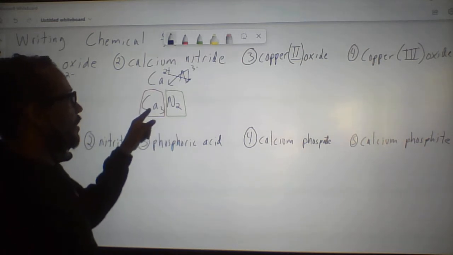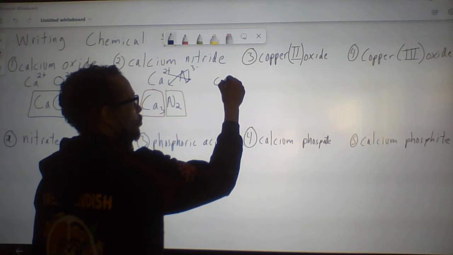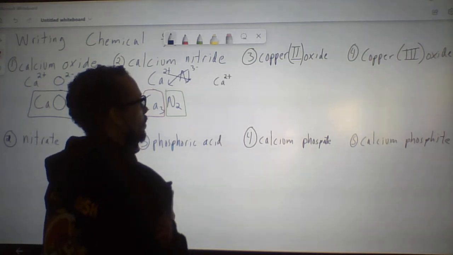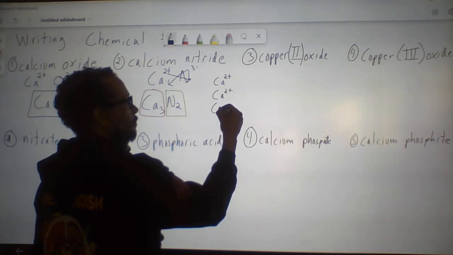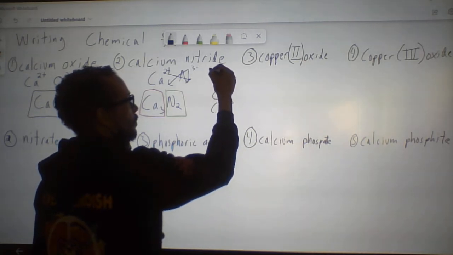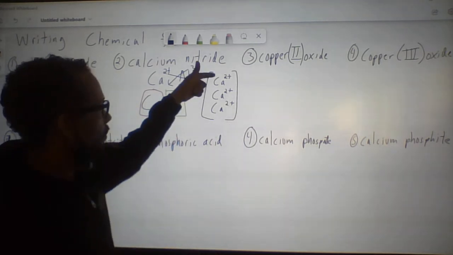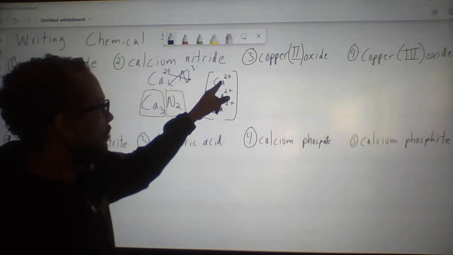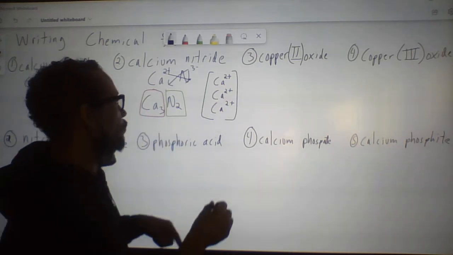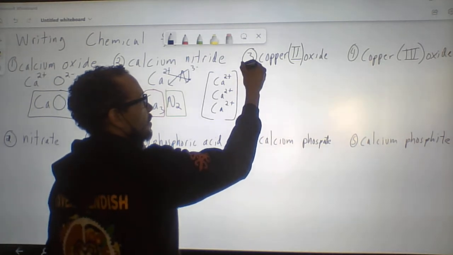So this is going to tell me that I have 3 calciums. So I know that calcium has a 2 plus charge. And this tells me that we have 3 of them. So that's calcium 3. 3 calciums. Each one has 2 plus. So when I look on the periodic table, I see that calcium has a 2 plus, and this tells me we have 3 of them. So I know the net charge here is going to be what? 6 plus.